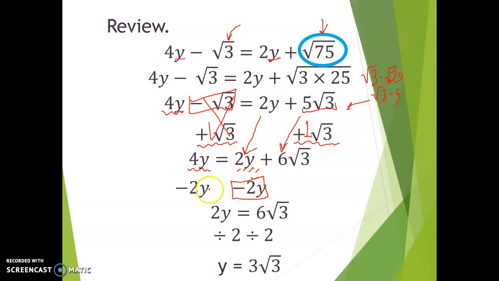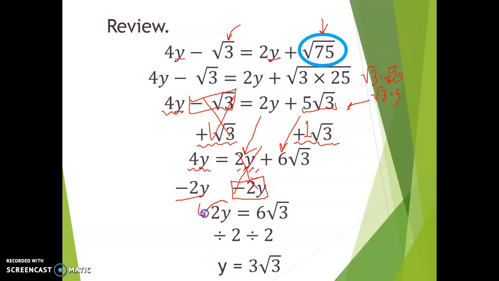Whatever I do to the right, I also have to do to the left. You can see that here. On the right-hand side, my 2y and negative 2y will cancel out. And on the left, I have 4y minus 2y, leaving me with just 2y. So I now have 2y equals 6 root 3.